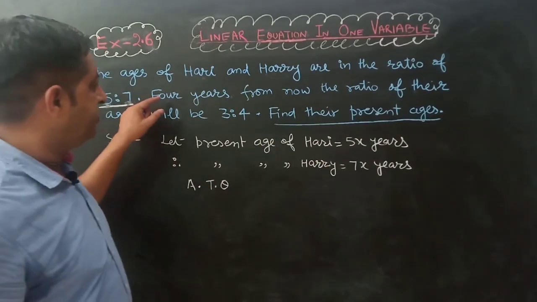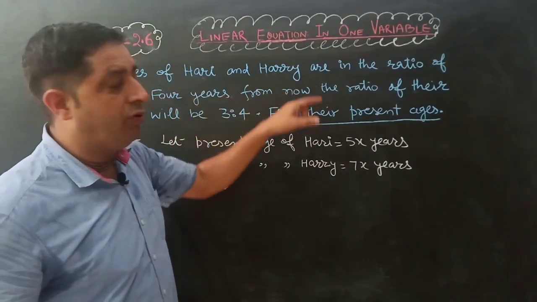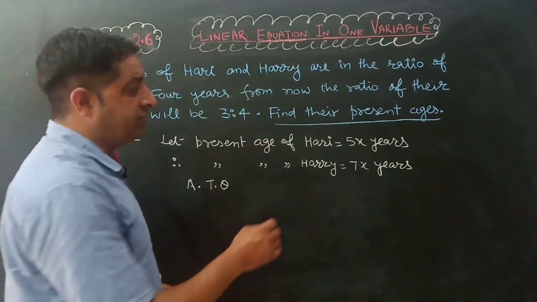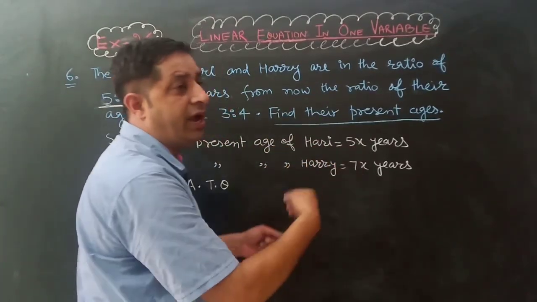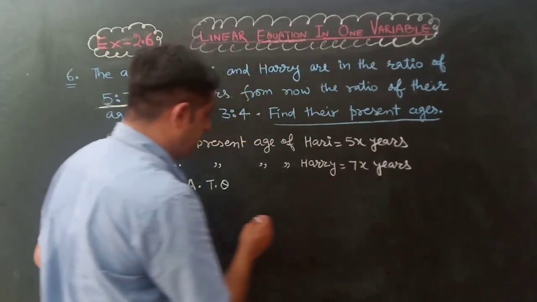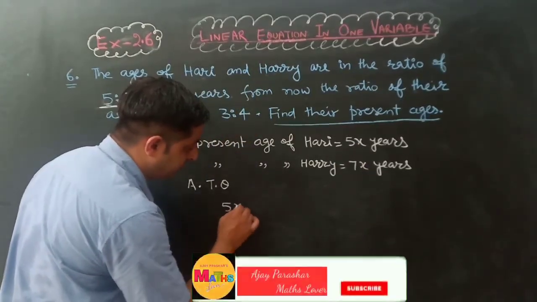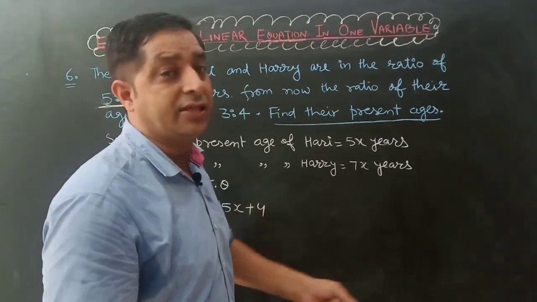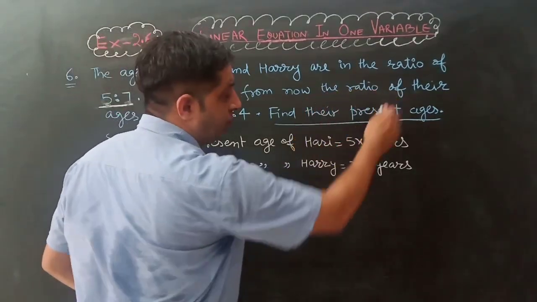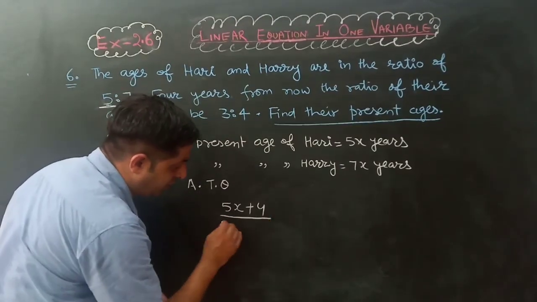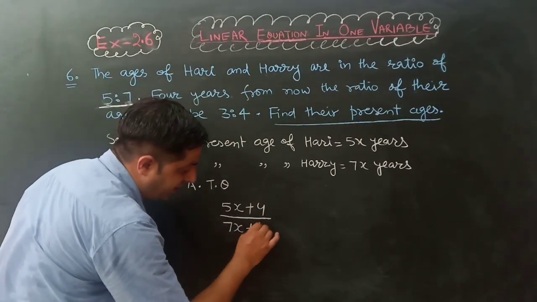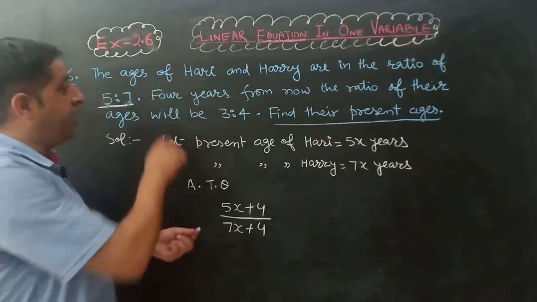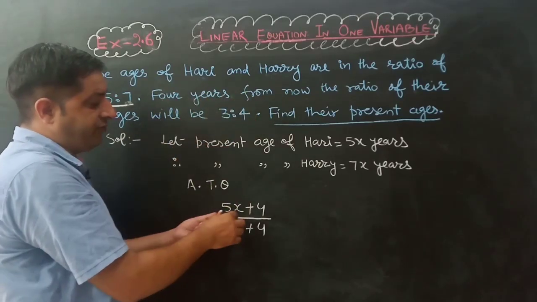Now according to the question, that means what the question says. Read the question very carefully. 4 years from now means after 4 years. What is the age of Hari after 4 years? We have to add 4: 5x plus 4. And what is the age of Harry after 4 years? 7x plus 4. The ratio means we have to write in ratio.